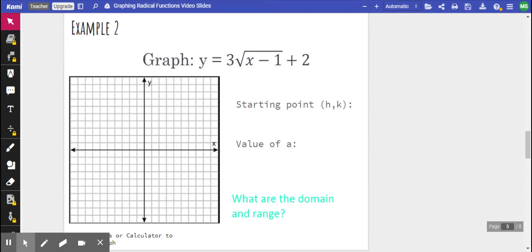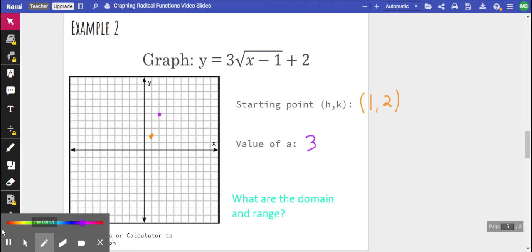Problem number 2 is a little bit more advanced. So our starting point in this one is going to be 1, 2 based on our h and k. So 1, 2 is going to be plotted right there. And then our a value is 3. So because we have a positive square root function and no other reflections happening, we're going to go over 1 and then up 3 spaces. And then we can draw our square root function, a rough sketch, something like that.